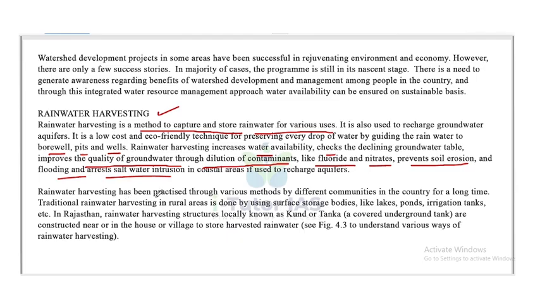Rainwater harvesting has been practiced through various methods by different communities in the country for a long time. Traditional rainwater harvesting in rural areas is done by using surface storage bodies like lakes, ponds, irrigation tanks, etc. In Rajasthan, rainwater harvesting structures are locally known as kund or tanka. It's a covered underground tank, and they are constructed near or in the house or the village to store harvested rainwater.